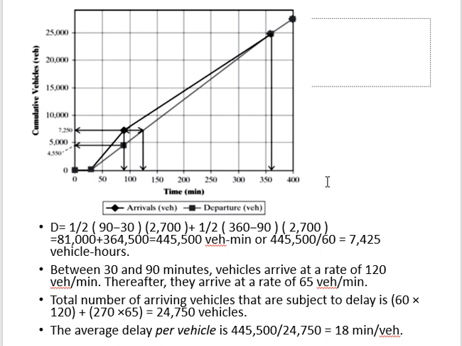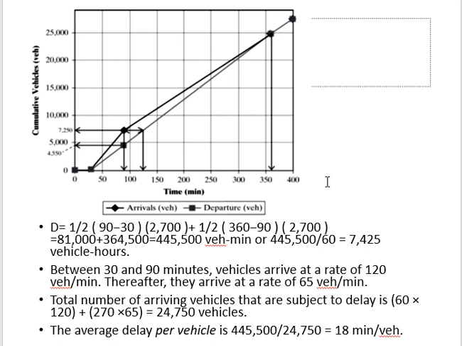Between time 30 and time 360, how many vehicles came? 24,750. You can see how they calculated: 60 into 120 in this portion, and then 270 into 65, which is this portion. Okay? Clear? Any question? Okay. So total number of vehicles is this.